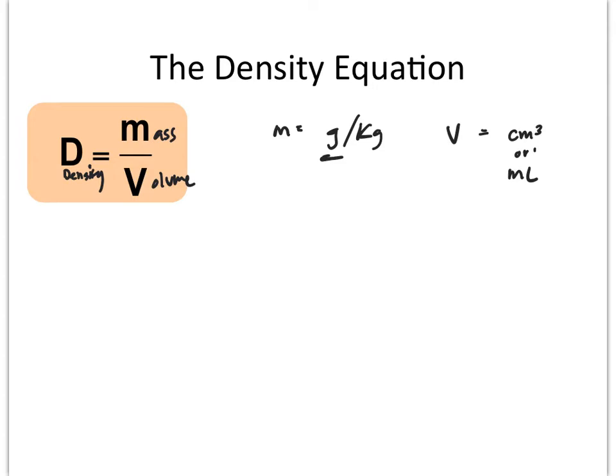Okay, so the most common units that you're going to see are grams per milliliter or grams per centimeter cubed as your volumetric measurement. Now, I do want to mention, guys, that 1 milliliter is going to be equal to 1 centimeter cubed. So this relationship here is going to allow you to do interconversions when necessary.